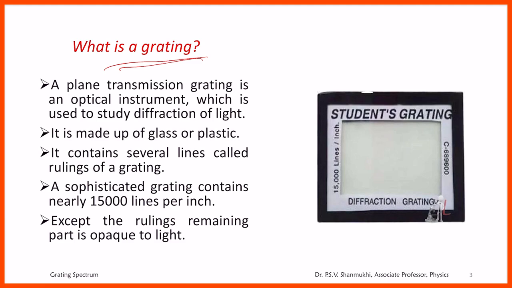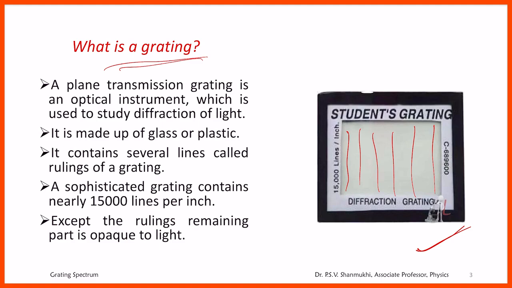Generally, a grating is made up of either glass or plastic. It is simply a glass plate or a plastic plate. In general, we go for glass material. It contains several lines, which are called the rulings of the grating. Say this is the plane transmission grating given. With our eye, we cannot observe them, but there are so many lines drawn on this one. Several lines are drawn, and they are called rulings of the grating.